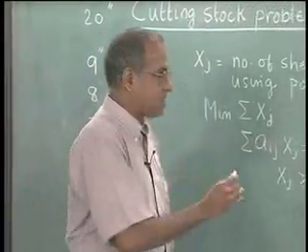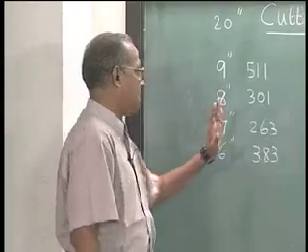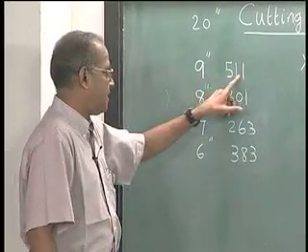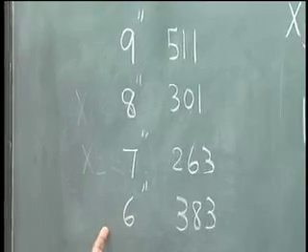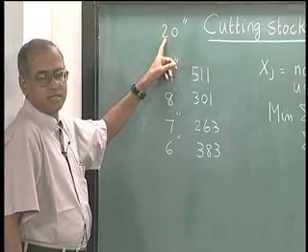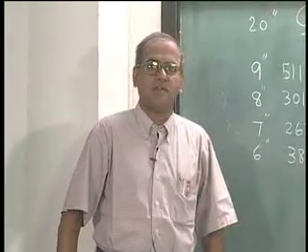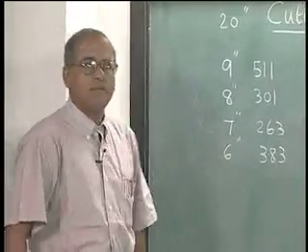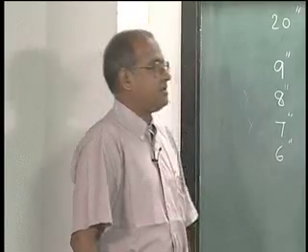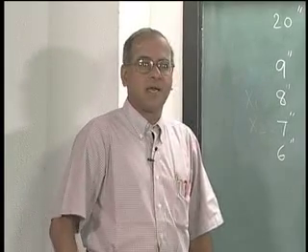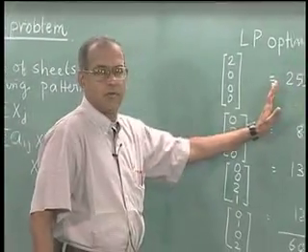So, let us, for the purpose of this discussion, assume that we have actually optimally solved the linear programming problem, which is to cut 511 9-inch, 301 8-inch, 263 7-inch and 383 6-inch sheets out of a given large number of 20-inch sheets, and to minimize the number of such sheets that we will be looking at. So, let us assume that we know the optimum solution to the linear programming problem, from which we will show why this solution is good enough and how we can get good solutions to the IP. So, this is the optimum solution to the linear programming problem.